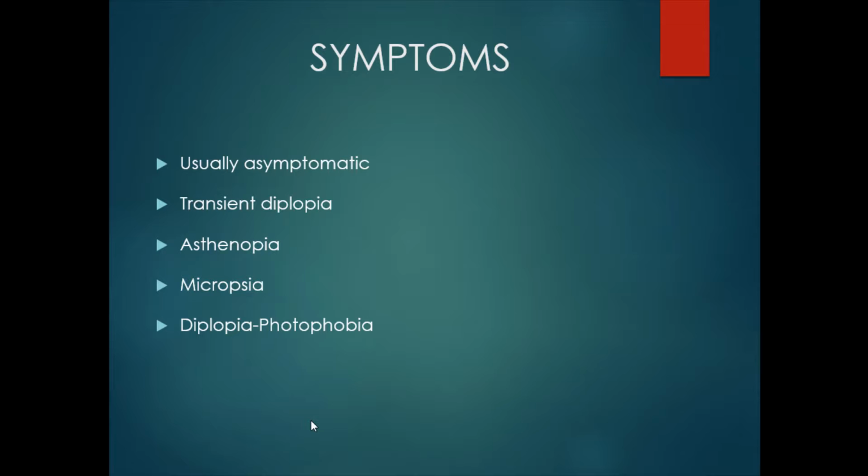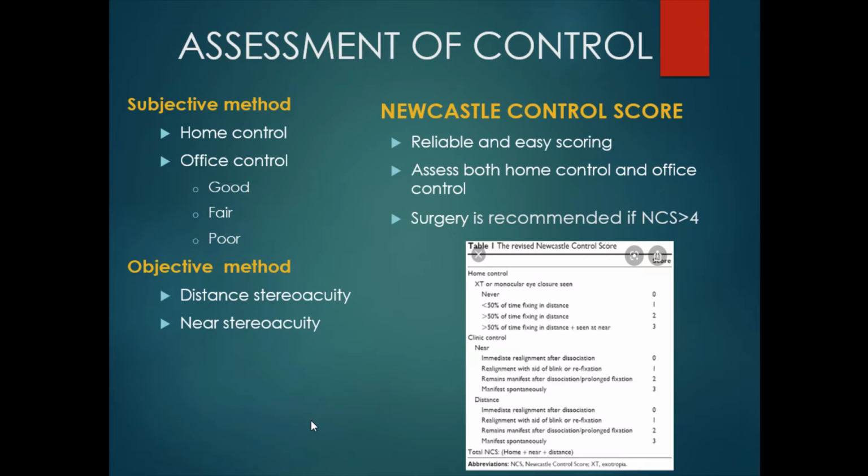Usually asymptomatic when they are very young, and parents pick up and then bring them. Slightly older children can pick up transient diplopia, and asthenopic symptoms can be present in these children. Parents typically bring them saying that the child closes one eye when going out in the sunlight. That's called diplophotophobia. What happens is when sunlight falls on the retina, it dazzles. The child tends to close one eye. And then micropsia also is a symptom which is associated with intermittent exotropia.